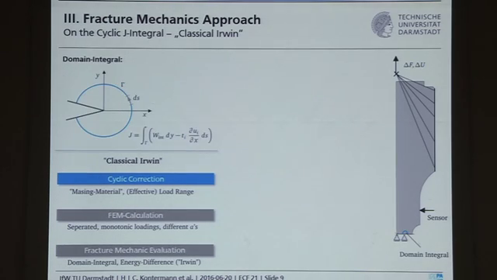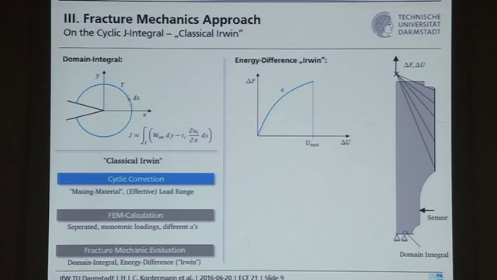So maybe a few more words to the classical approach. What you can do is maybe determine the domain integral, or look at the energy difference, the well-known energy difference formulation by Irwin. So you work now with force ranges and displacement ranges for a crack depth a up to a maximum displacement loading, and determine the energy under this curve, and for an a plus delta a state, look at the difference in internal energy and relate this to delta J. So very well formulated, not questionable.